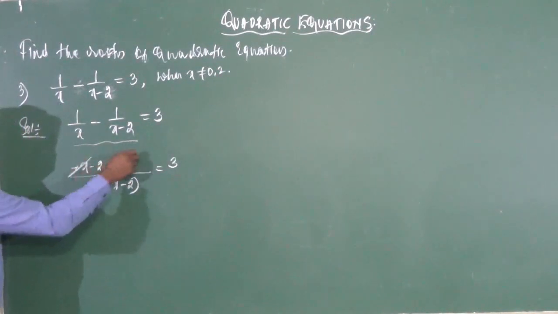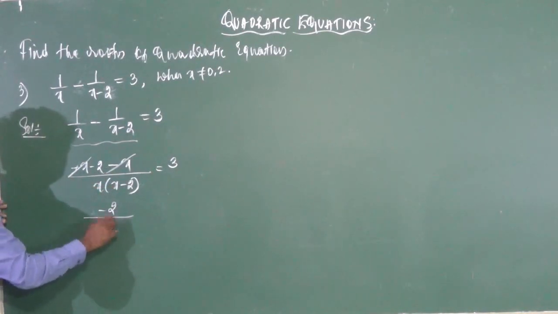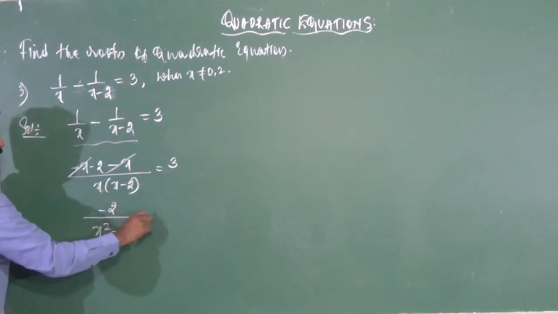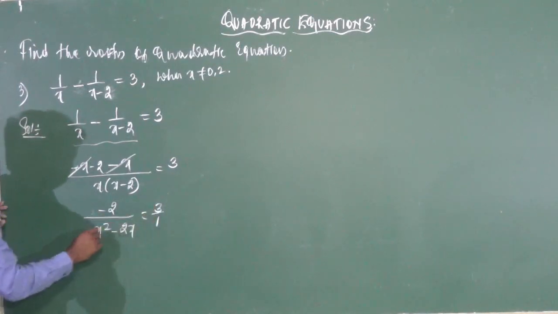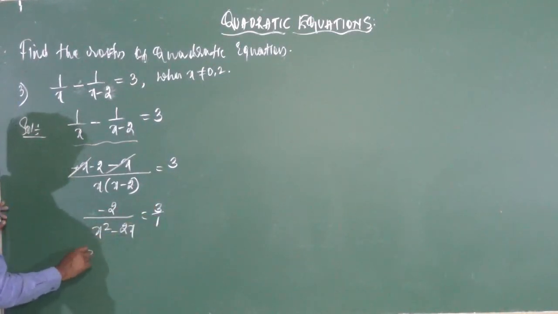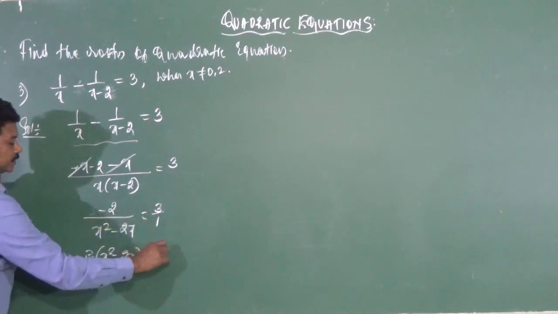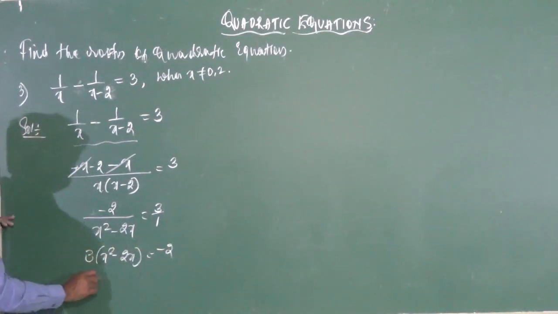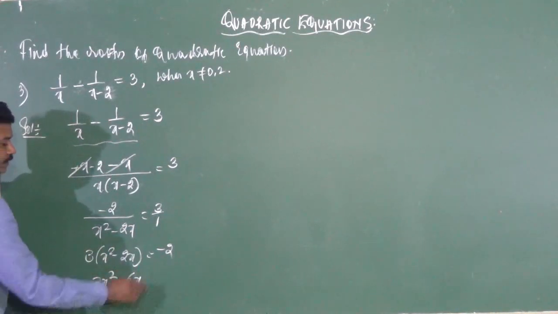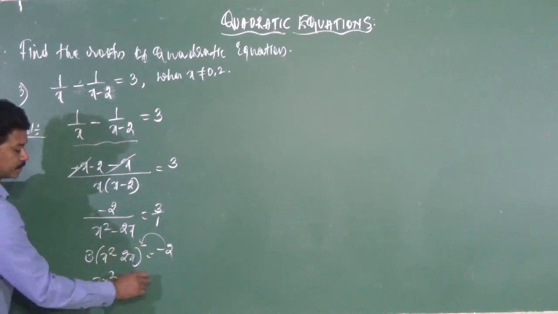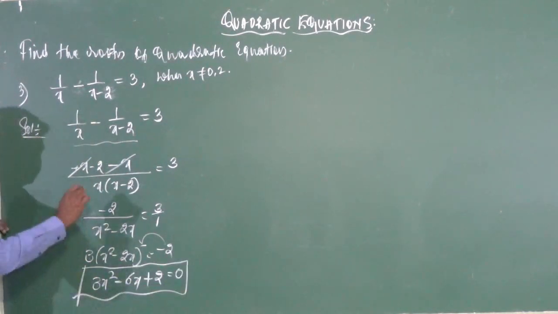So x minus x cancels, and the remaining is minus 2 by x into x, which is x square, minus x into minus 2, which is minus 2x, is equal to 3 by 1. So we will cross multiply this. 3 into x square minus 2x is equal to minus 2 into 1, which is minus 2. 3 into x square is 3x square, 3 into minus 2x is minus 6x. We will transpose this minus 2 to the LHS. It becomes plus 2, equal to 0. This is the required quadratic equation.